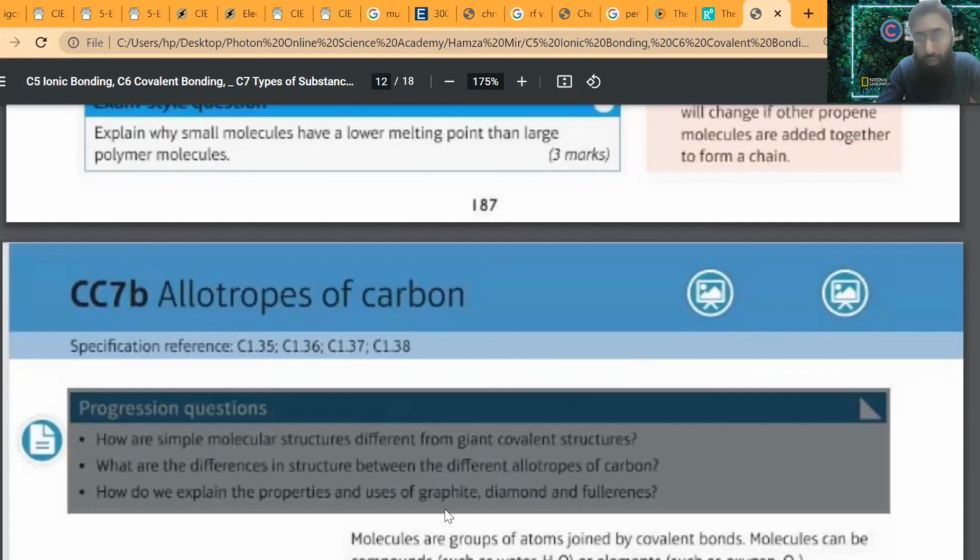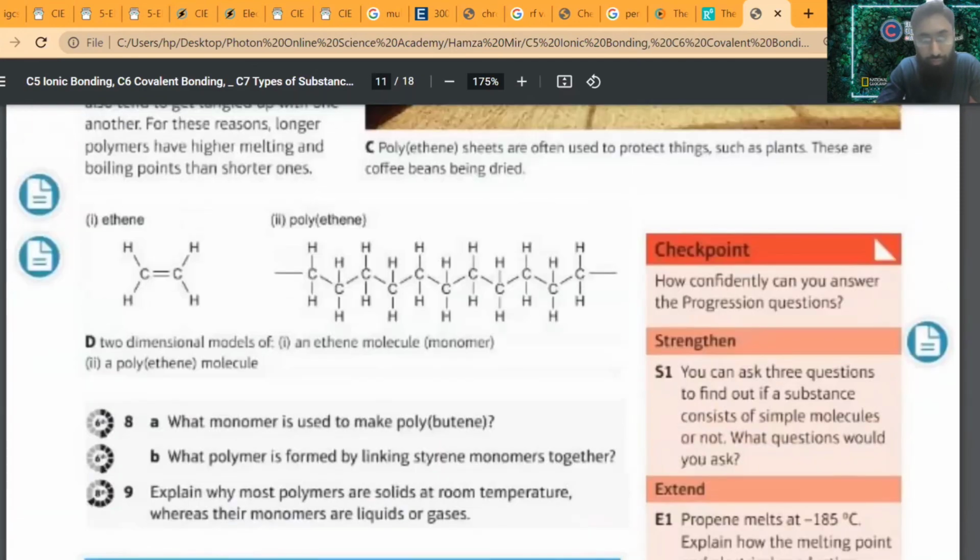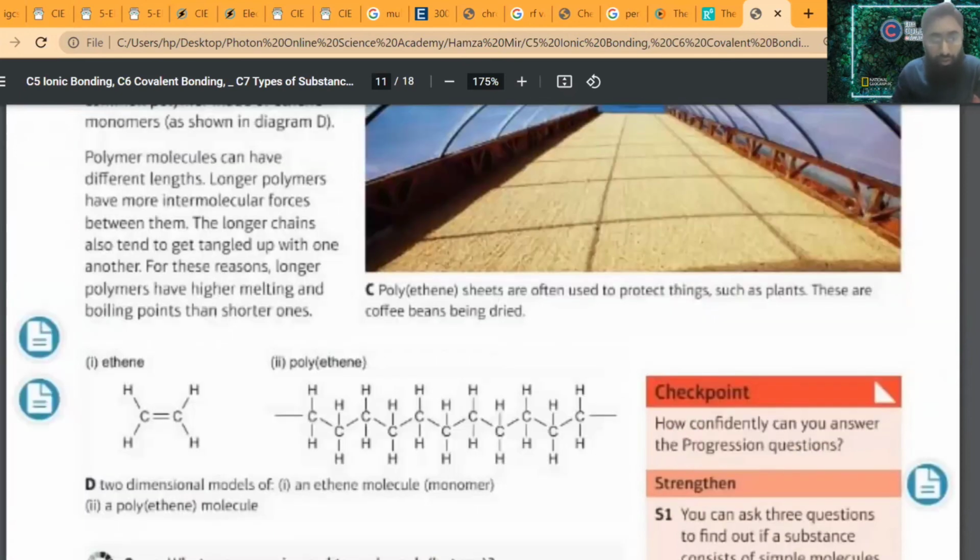The answer is very simple and straightforward. Let me explain this answer according to your textbook. The answer is written in these lines. I am going to highlight these lines, and you can highlight them in your textbook. Large polymers have more intermolecular forces between them. The long chains also tend to get tangled up with one another. For this reason, longer polymers have higher melting and boiling points than shorter ones. This is the answer to your exam style question.